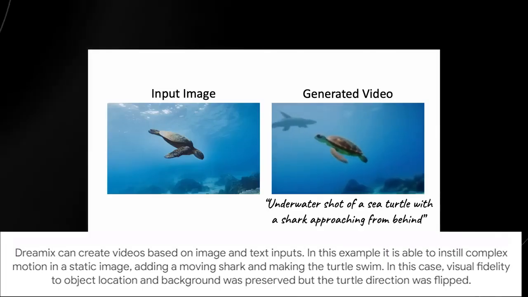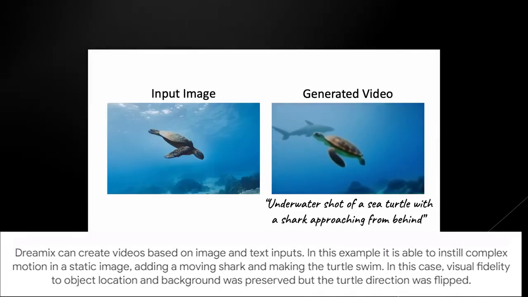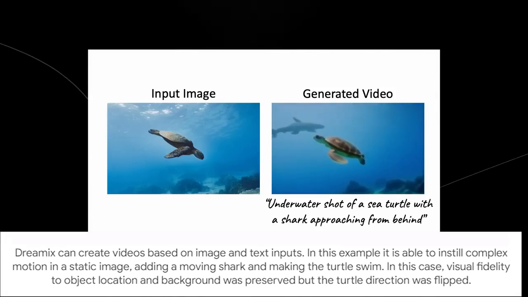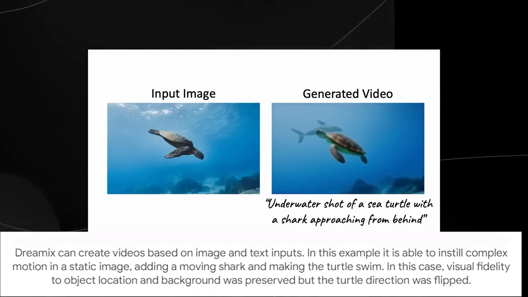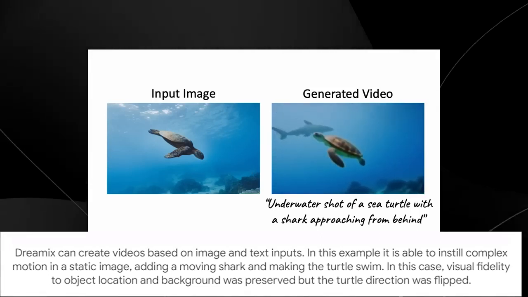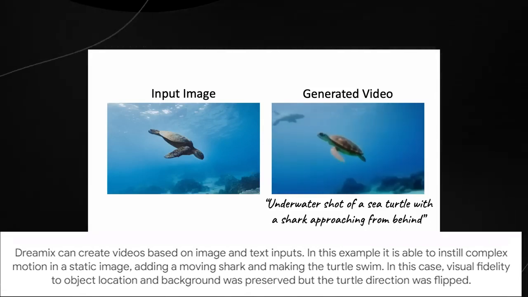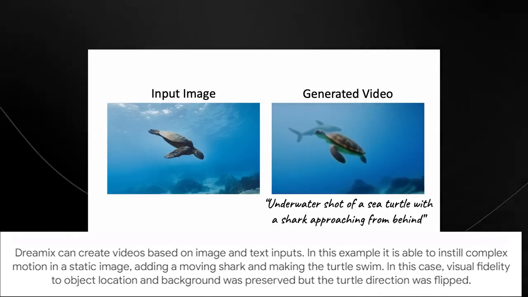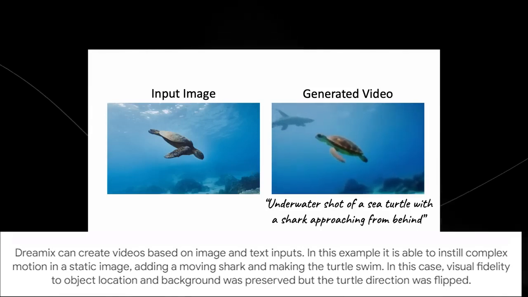So you can see right here that this is another example. It says Dreamix can generate videos based on image and text inputs, so it can actually install motion into a static image, and this is very different from just text to video because this allows another level of manipulation, because you can see right here that this is just an image, but then they've changed it to say an underwater shot of a sea turtle with a shark approaching from behind.